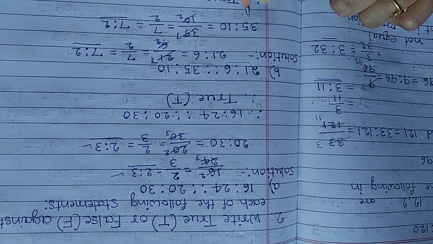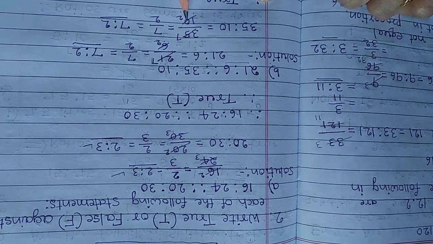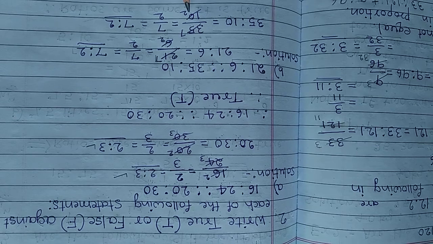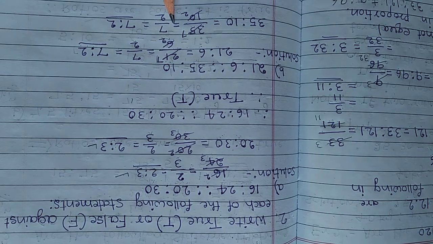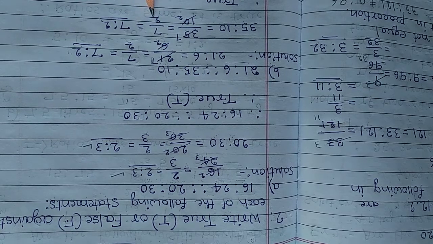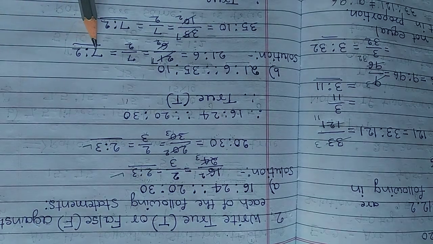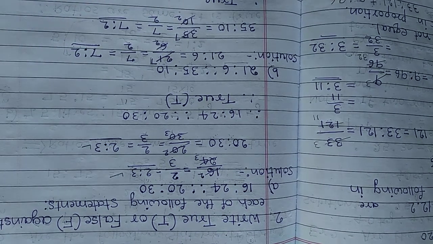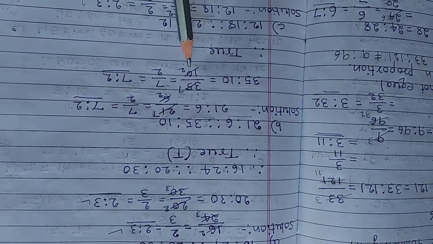Now consider the second ratio, 35 is to 10, which is equal to 35 divided by 10. How to simplify this? Both 35 and 10 are in the 5 table. We know that 5 7s are 35, 5 2s are 10. That is equal to 7 divided by 2. So what is the ratio form of 7 divided by 2? It is 7 is to 2. So consider these two ratios. 7 is to 2, here also 7 is to 2. So the ratios are equal. Therefore the statement is true. It means the given ratios are in proportion.